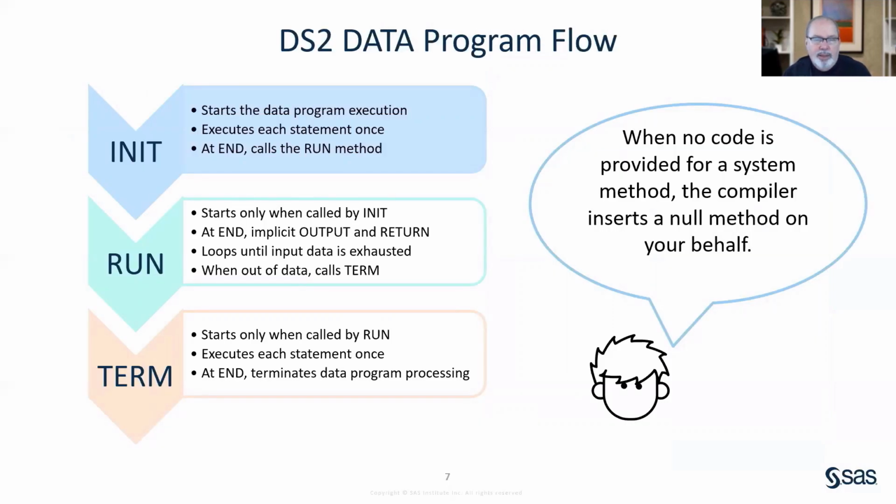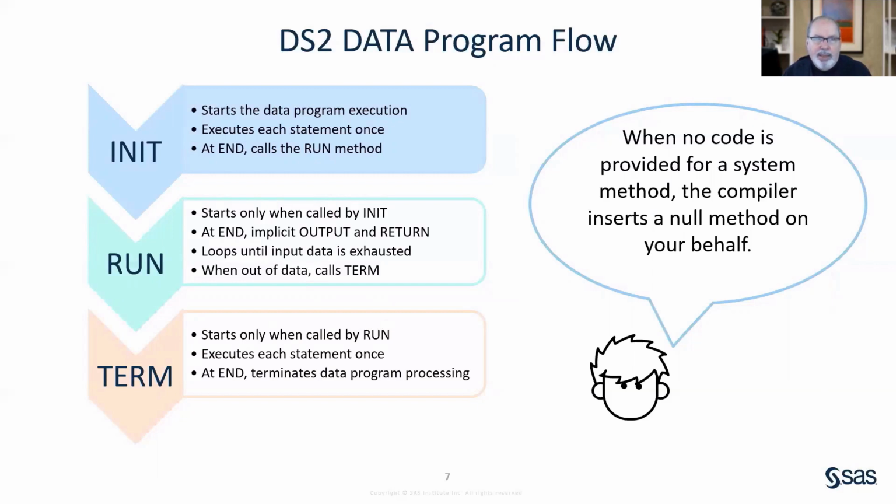Now, because these methods execute automatically, every DS2 data program must include all 3 methods. But you don't have to write code for every method. If you don't provide code for a particular system method, the compiler inserts a null method on your behalf, and that means basically the method statement defining the method and an end statement with nothing in between.